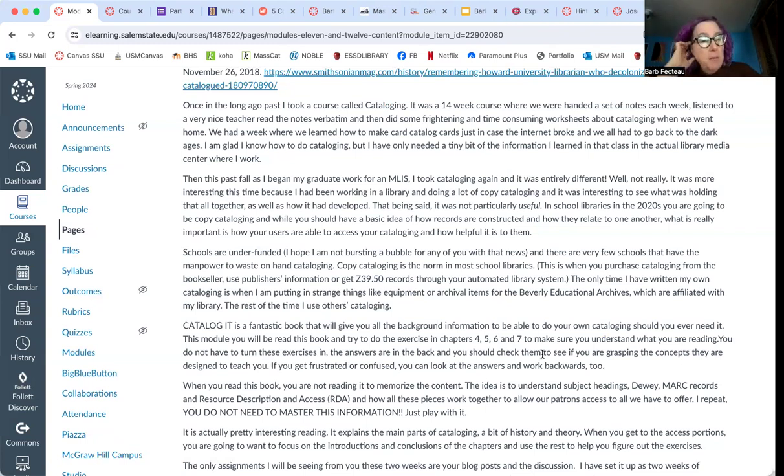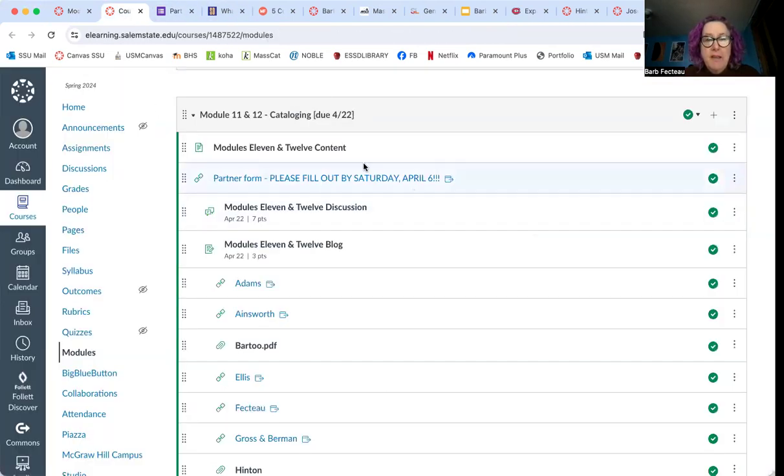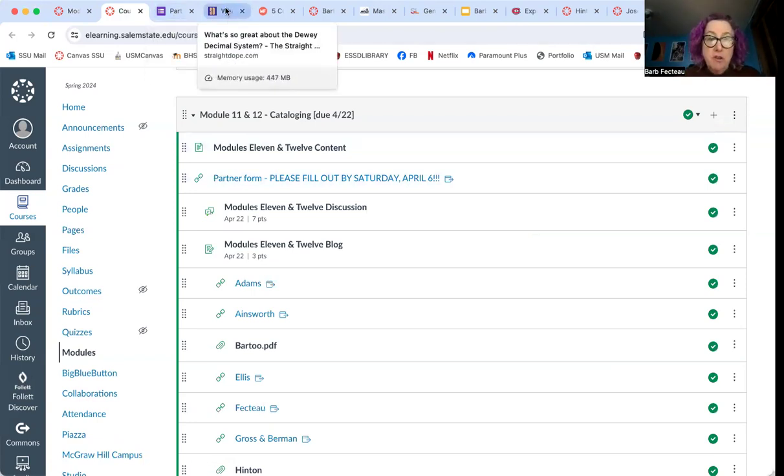Most of the time you're going to be copy cataloging in school libraries. That's just the way it is. But you kind of want to know what the structure looks like. And things are always changing, so learn what you can. All right, so fill that out. And I believe I put a due date on that. Yes, next Saturday, because I want to get you partnered up so that you have a chance, maybe over April vacation, to talk to each other and get your stuff sorted.